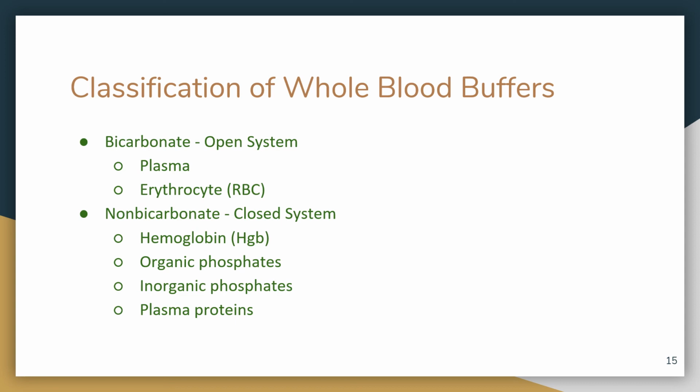So kind of classifying the buffer systems, then we have bicarbonate, which is the open system, which is in your plasma and involves your plasma and your red blood cells, and then your closed system or your non-bicarbonate system involves your hemoglobin, your organic phosphates, your inorganic phosphates, and your plasma proteins. But I just want to add a little something else here, oh, I think I actually say it on the next slide. Never mind, I will move on to my next slide.